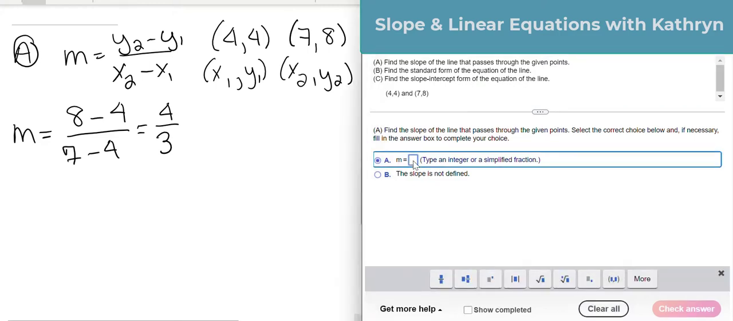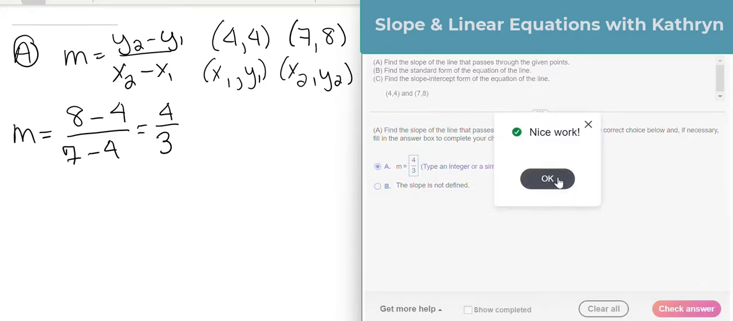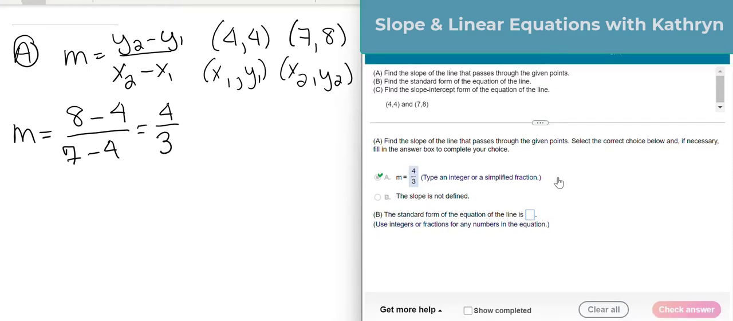I'm going to click right here. Now it's a fraction. I'm going to click fraction. 4, down arrow on your computer, 3, and let's check. Yay! All right. Now B asks us to find standard form.